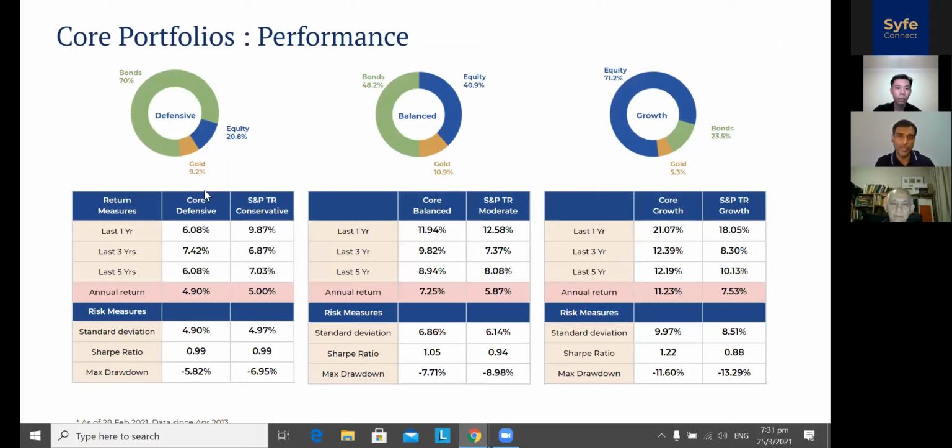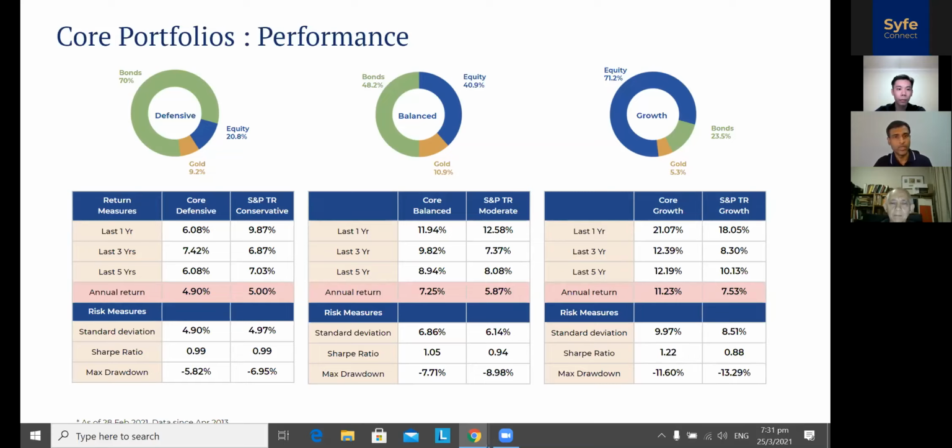Now, just quickly looking at the core portfolios themselves. So as I said, there is a defensive portfolio, balanced portfolio, growth portfolio. Defensive, predominantly bonds, so around 70% bonds, 20% equity, 9% gold. Balanced, 48% bonds, 41% equity, 10% gold. And then growth is predominantly equity, and bond and gold then make up the rest.